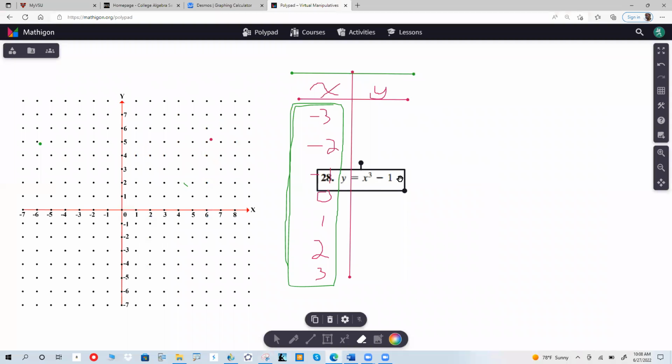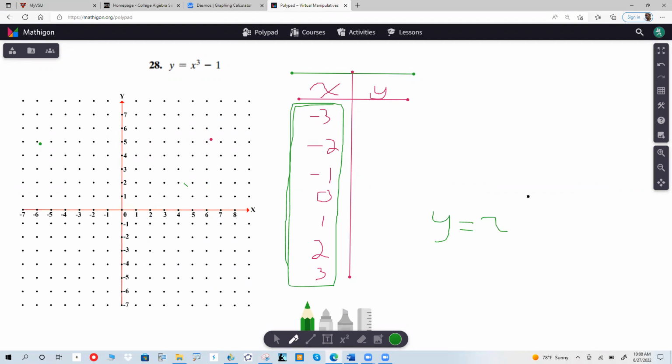Here's the problem. y equals x cubed minus 1. Let's do the -3 first. I'm starting with -3. I'm going to show you a couple. I'm not going to rewrite the same equation. I guess I can, it looks a little nicer. When x is -3, I'm going to write it like this.